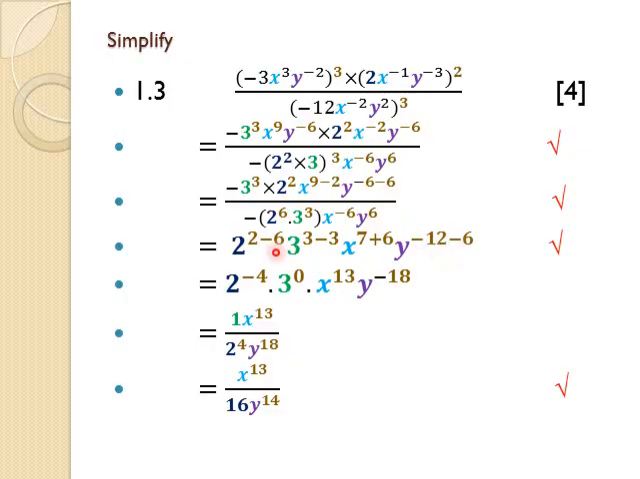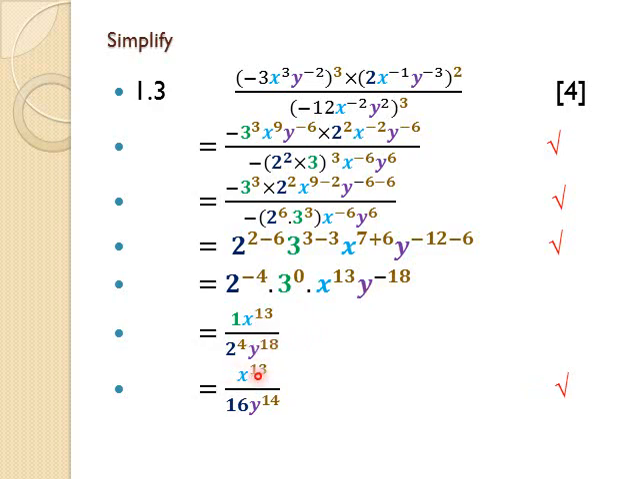For y on top, minus 6 becomes negative 12, and negative 12 minus 6. There, minus 12 minus 6. So 2 minus 6 for base 2 becomes 2 to the negative 4. 3 minus 3 becomes 3 to the power 0. 7 plus 6 gives me x to the power 13 and y to the negative 18. Remember, I don't want negative exponents in the final answer. So 2 to the negative 4 is taken to the bottom and becomes 2 to the power 4. 3 to the power 0, anything raised to the power 0 becomes 1.